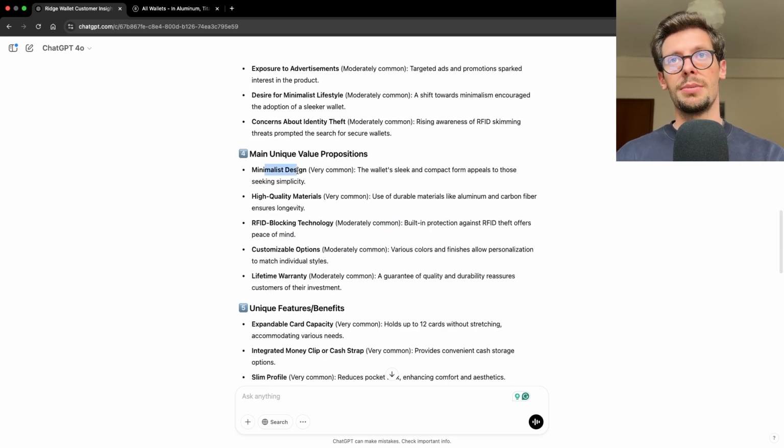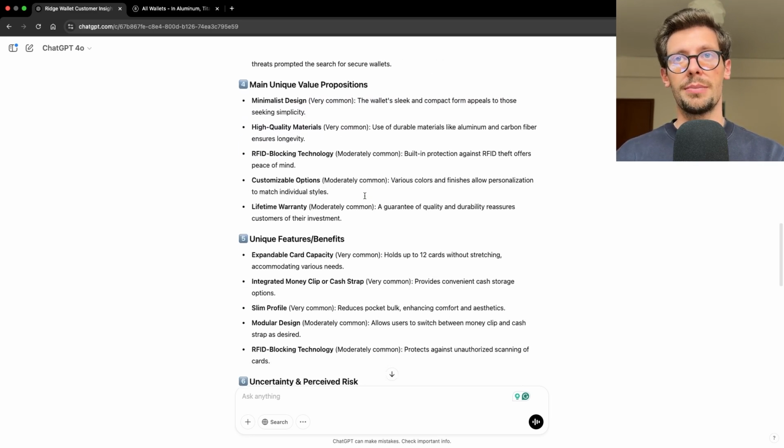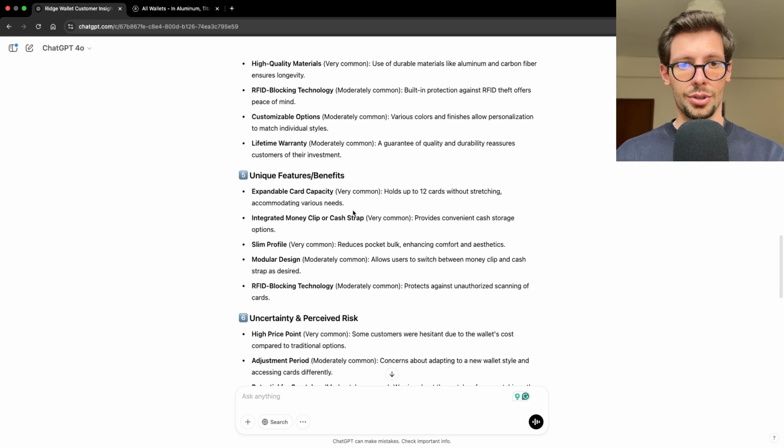Now USPs, minimalist design, high quality materials, and then the moderately common USPs that you can go into as well. But this is what you want to highlight in your ads, because that's literally what your customers said they like about your product, and especially the very common ones, you want to mention them in your ads, of course, because this is exactly what future customers want as well.